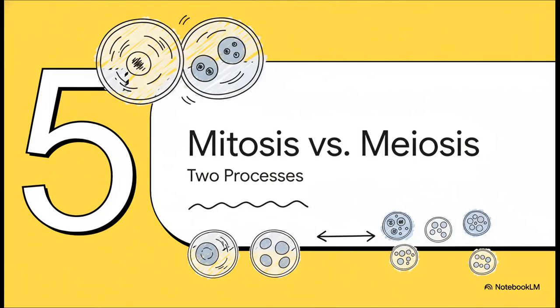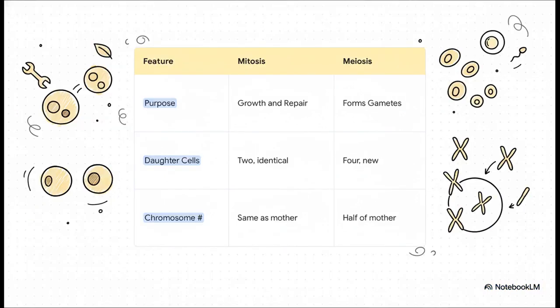Okay, now that we've seen both processes, let's put them side by side and compare them. This will make the differences very clear for you. Let's go through this table together. First, the purpose. For mitosis, it is growth and repair. For meiosis, it is only for forming gametes. Next, the daughter cells. Mitosis gives us two identical cells, but meiosis gives us four new cells. And finally, and most importantly, the chromosome number. In mitosis, it stays the same, but in meiosis, it becomes half.